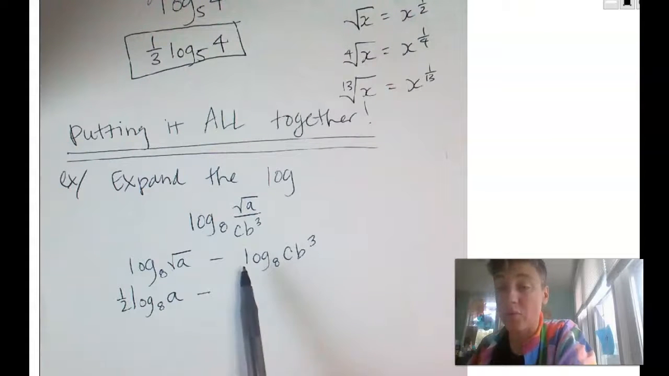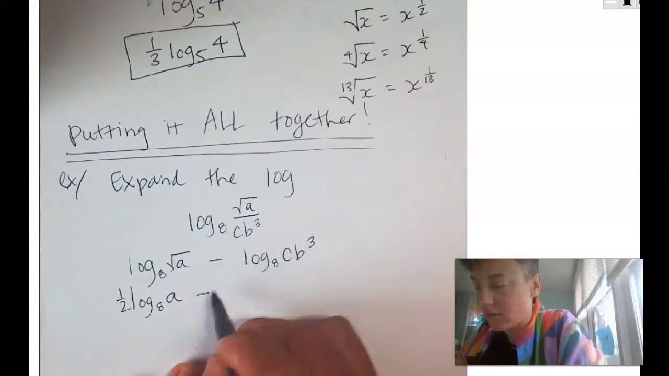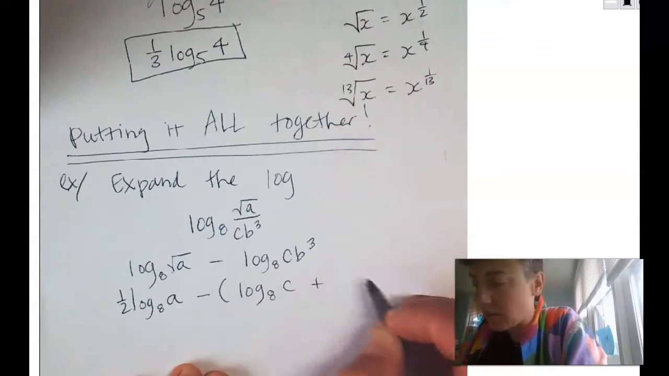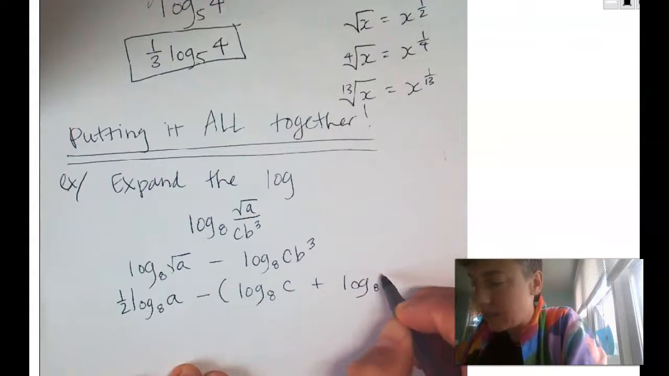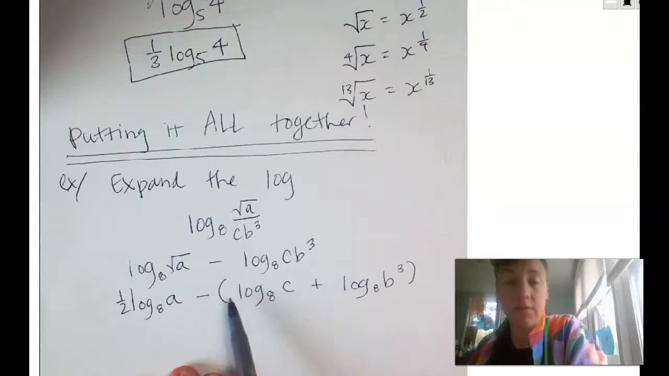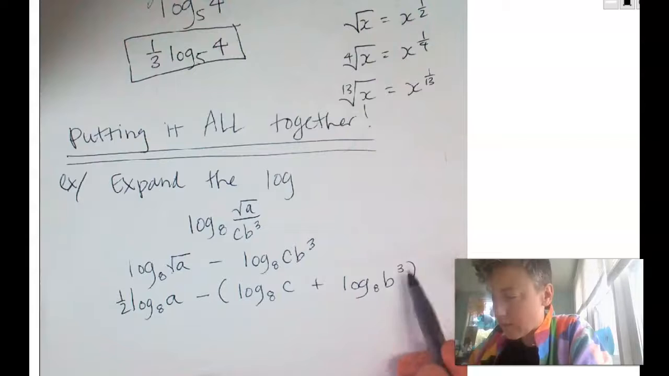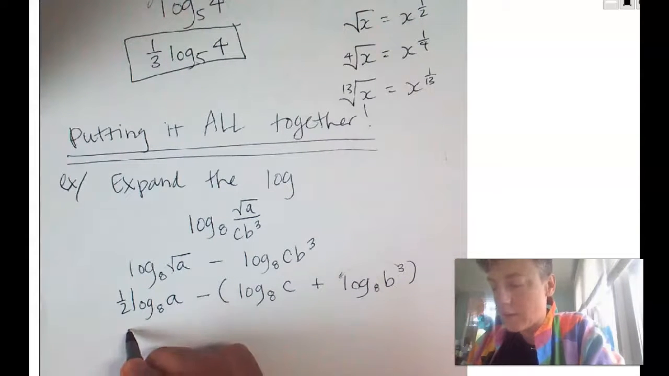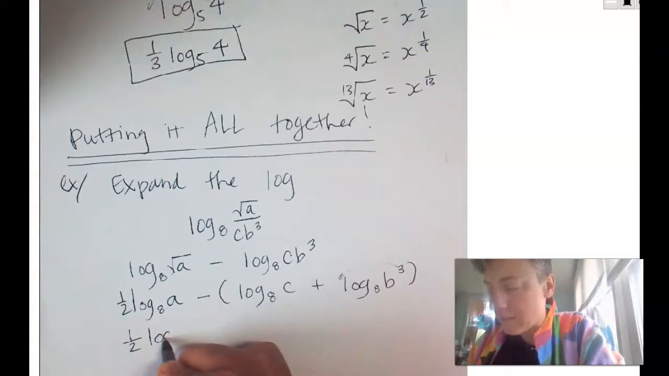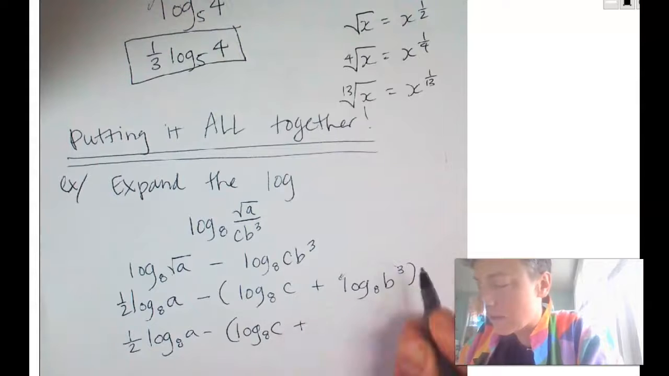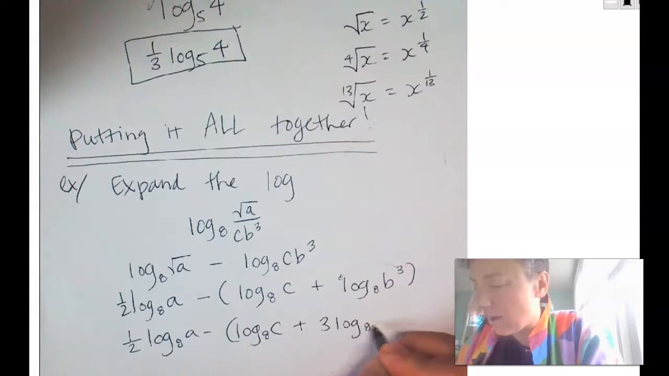So we're going to want to put parentheses around this next part. This is going to be log base 8 of c plus log base 8 of b cubed. Again, why was that? Because we're subtracting all of this. So we got to make sure we're subtracting all of this. And finally, let's bring that 3 to the front here using our power rule, sorry. So our final answer, 1/2 log base 8 of a minus log base 8 of c plus 3 log base 8 of b.